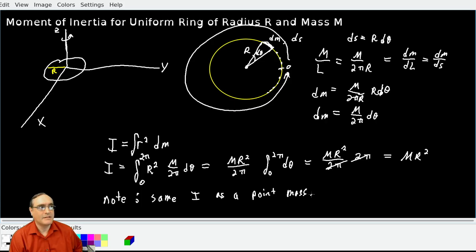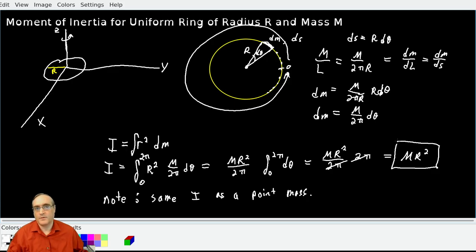But that actually makes a lot of sense if you think about that stretch principle. You can imagine that point has just been smeared out into the entire circle to make the ring. So it actually does make a lot of sense that the ring and the point mass would have the same result, mr squared. All right, that's actually it for this one.